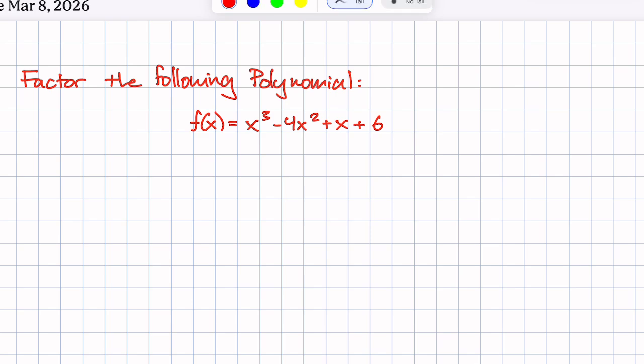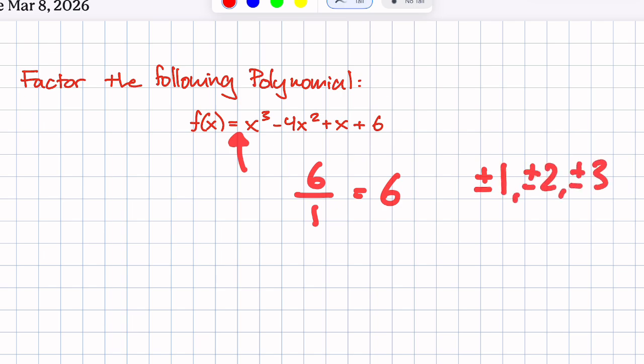Possible roots of these polynomials will always be factors of the constant at the end divided by the leading coefficient. So in our case, that would be 6 over 1, right? There's sort of a sneaky 1 hidden in front of that x cubed. 6 over 1 is, of course, 6. So what are some factors of 6? Well, those could be plus or minus 1, plus or minus 2, plus or minus 3, and plus or minus 6. Now that's quite a few factors, right? That's 8 to choose from.